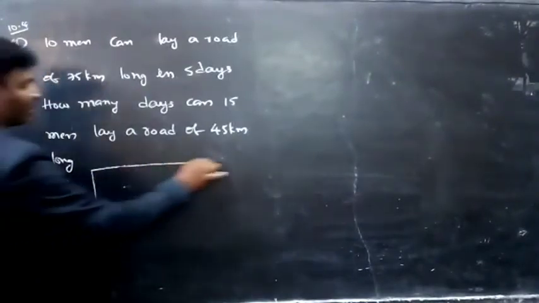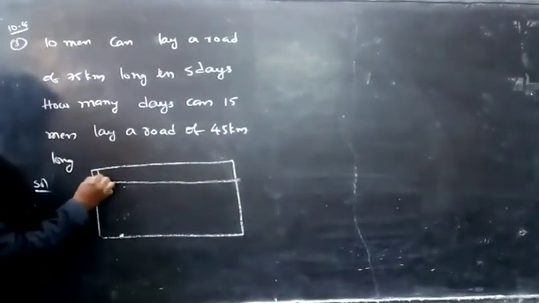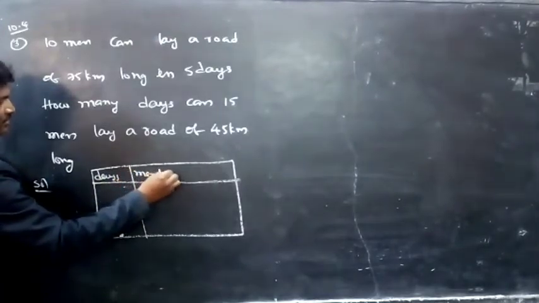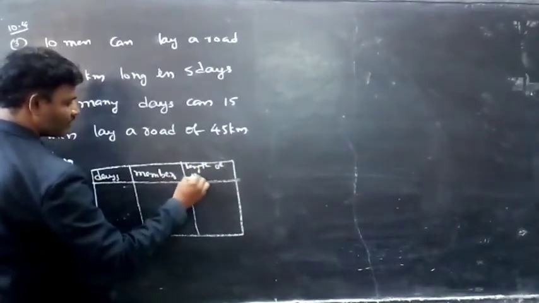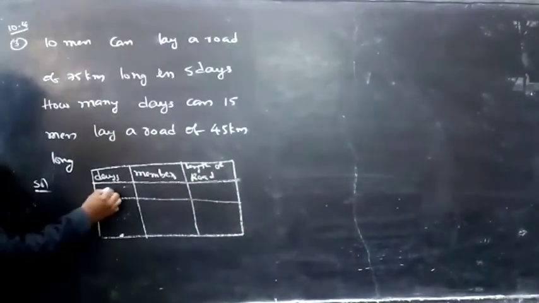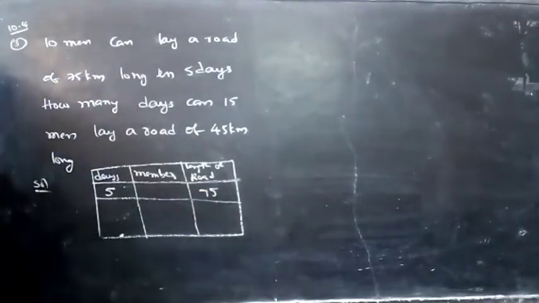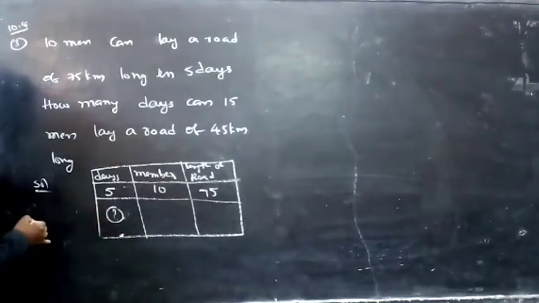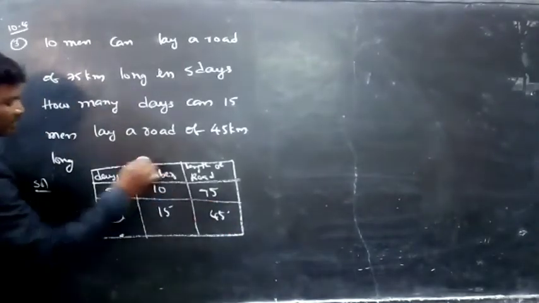Solution. First, draw a table for the situations. First, days. Next, members. Next, length of road. In case 1, how many days are required? 5 days are required to lay a road of 75 kilometers with 10 members. In the second case, how many days are required to lay a road of 45 kilometers with 15 members?